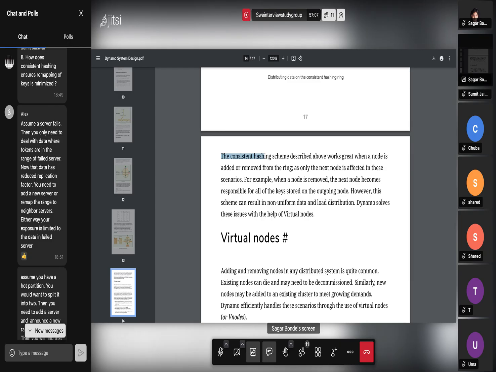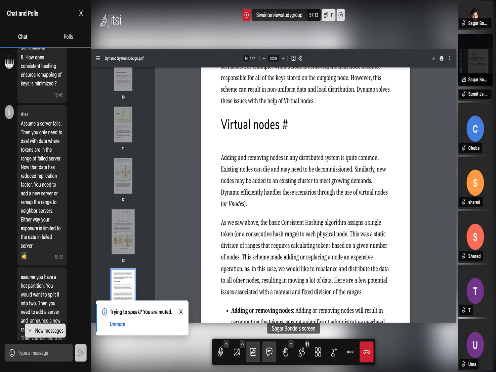Can we go down? So virtual nodes, adding and removing. In any distributed system, adding and removing nodes is quite common. Existing nodes can die and may need to be decommissioned. Similarly, new nodes may be added to an existing cluster to meet growing demands. Dynamo efficiently handles this scenario through the use of virtual nodes.